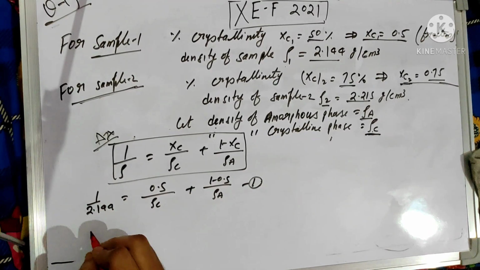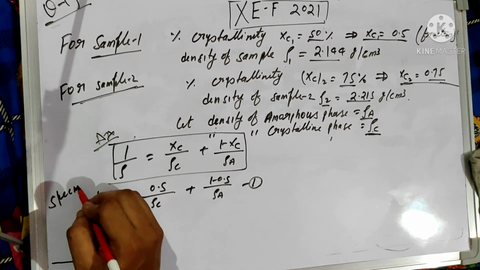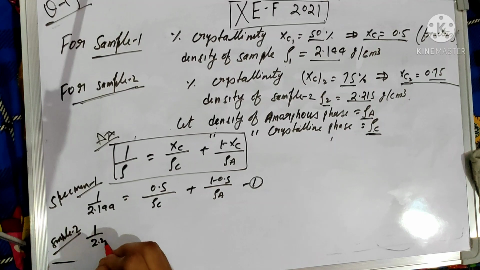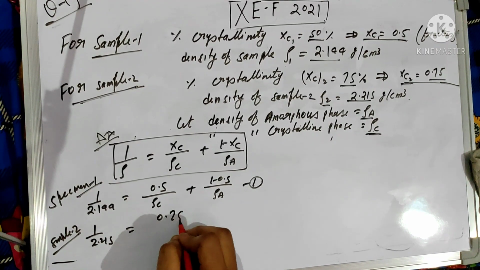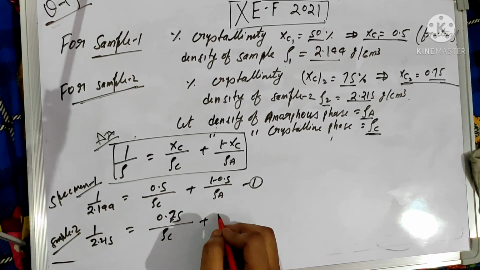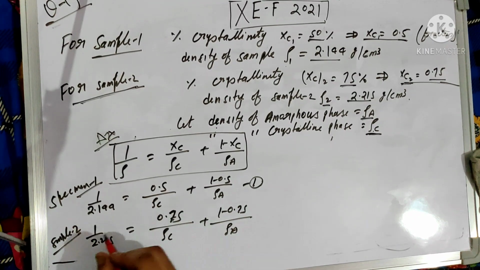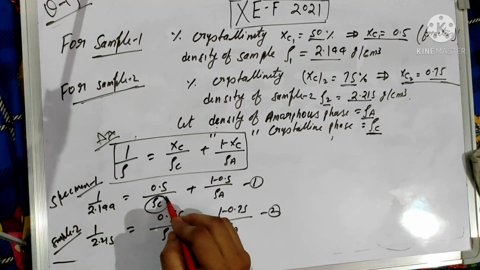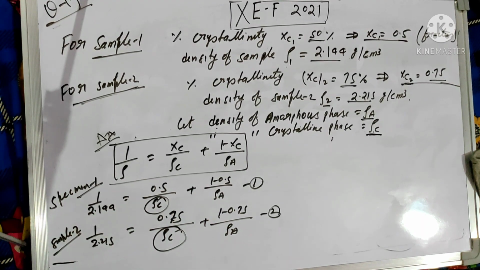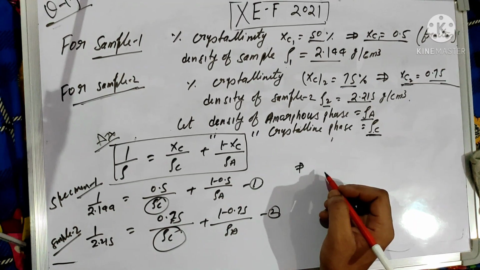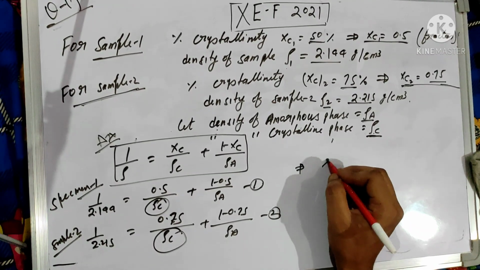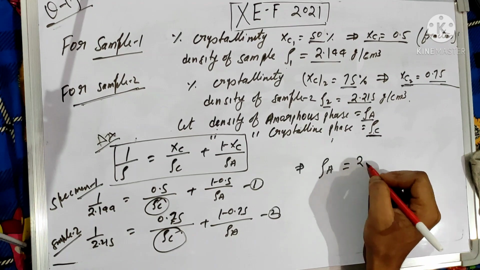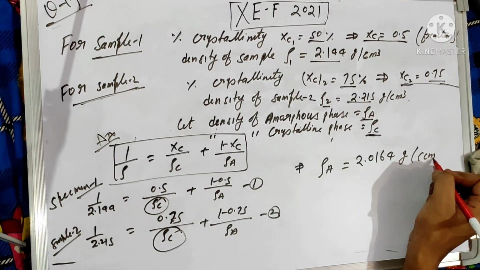And for sample 2, 1 upon the density of sample 2, 2.215, is equal to Xc 0.75 divided by rho C plus 1 minus 0.75 divided by rho A, equation 2. After solving equations 1 and 2 by elimination of rho C, the density of the crystalline phase, you get the density of the amorphous phase is equal to 2.0164 gram per centimeter cube.